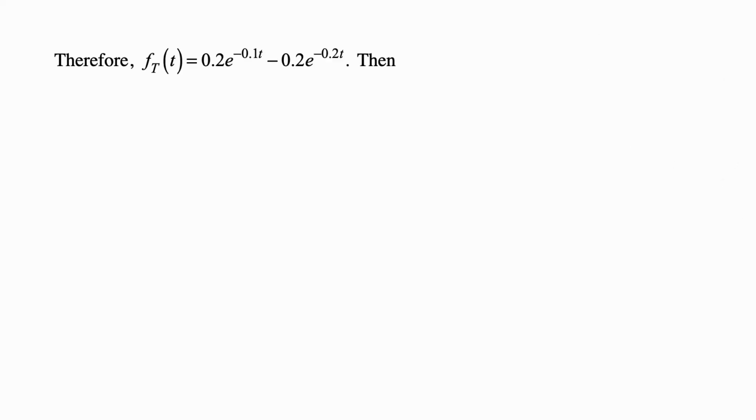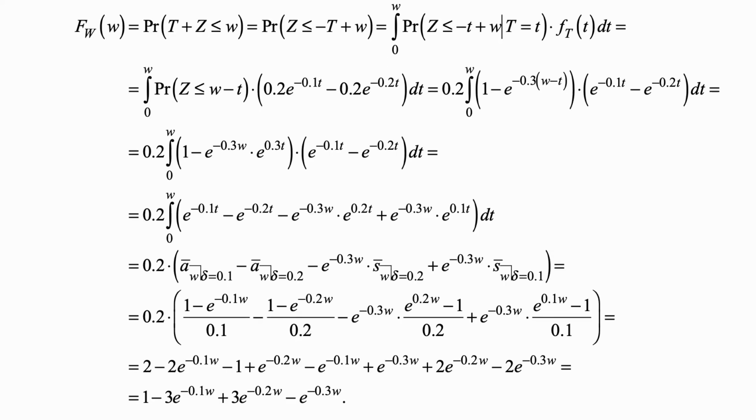And we take the derivative of that to get f sub t of t to be 0.2 e to the minus 0.1 t minus 0.2 times e to the minus 0.2 t. Then we figure out the cumulative distribution function of w, which is x plus y plus z, which is the same as t plus z.